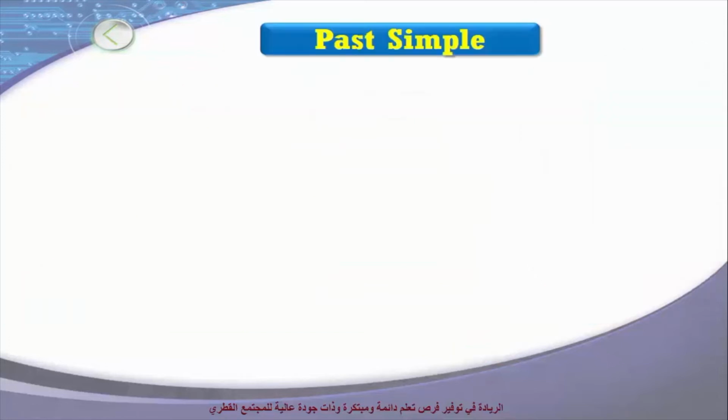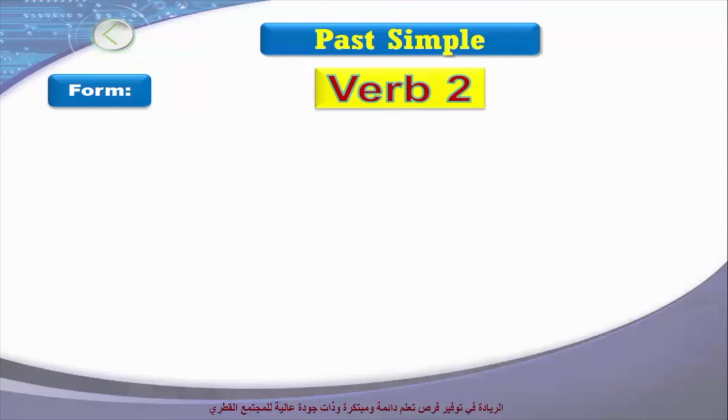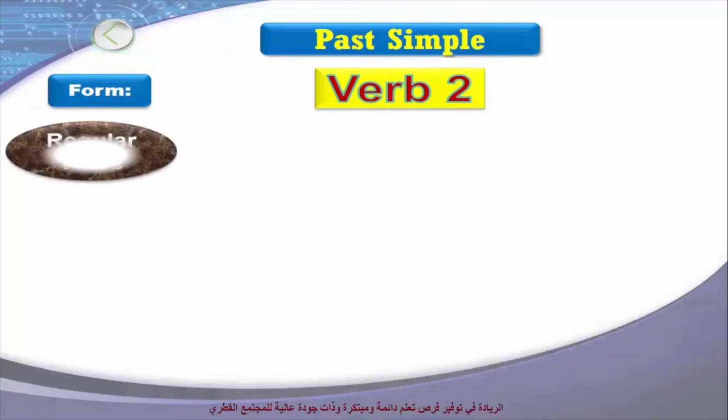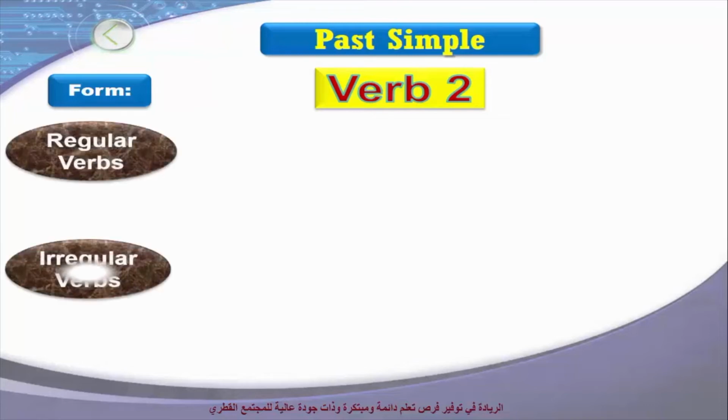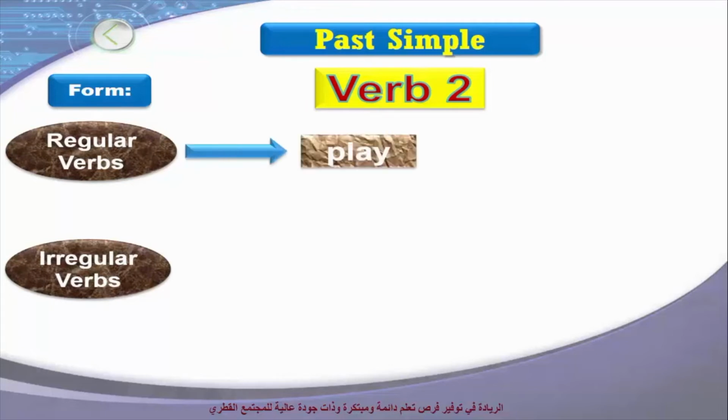Number one, the past simple tense. The past simple tense is simply formed by just using the past form of the verb. We call it verb 2. Actually, we have two groups of verbs. We have regular verbs and we have irregular verbs. For regular verbs, we simply add d or ed to the verb. For example, play becomes played.